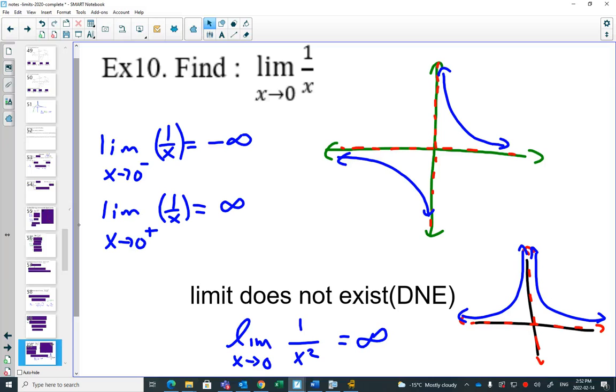Okay, I have some infinite limits for you guys to try on a handout here, so I'll hand those out.